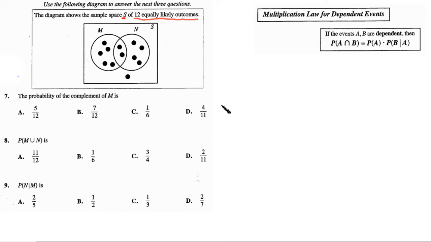So we can write that as the probability of the complement of M. That means everything but M. So how many favorable outcomes do we have? Well, we're going to be counting all of the elements that are outside of M. We have 1, 2, 3, 4, 5 elements that are not part of M. So the number of favorable outcomes is 5 divided by the total number of outcomes, which is 12. So the correct answer for 7 is A.